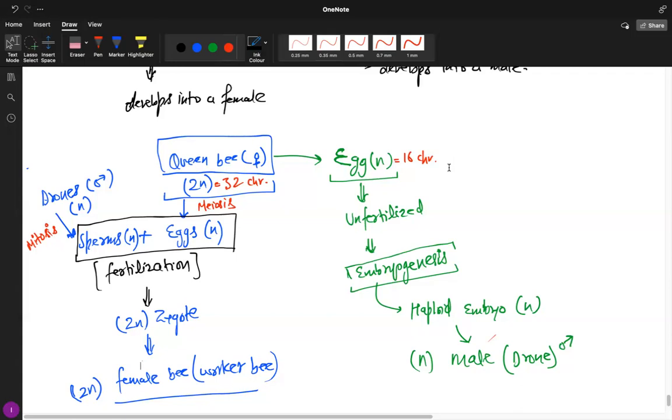So male bees cannot have fathers, but they can have grandfathers, right? Makes sense because their mother came from a father. So they technically have a grandfather, but they can never have a father. They cannot have sons, but can they have grandsons? Can male bees have grandsons? Yes, sir. So just write this down. Male bees cannot have a father and cannot have a son, but they can have a grandfather and grandson.